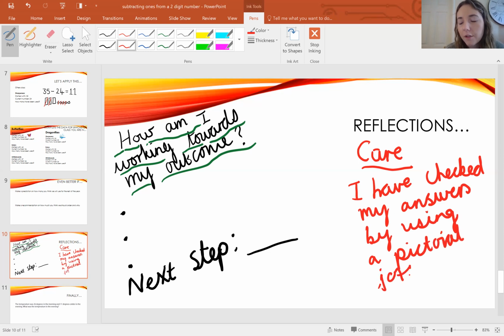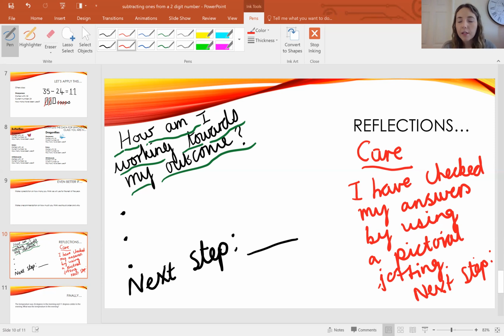And then what else have you done that's really shown care or made your work look better than it was last time? And then have a look at what you could do better to improve on it next time as well. What could you do better? It might be that you've noticed when you're drawing your pictorial jottings that some of your ones, you can't see them because they're so tiny maybe. So you might want to make sure that you keep them the same size each time.